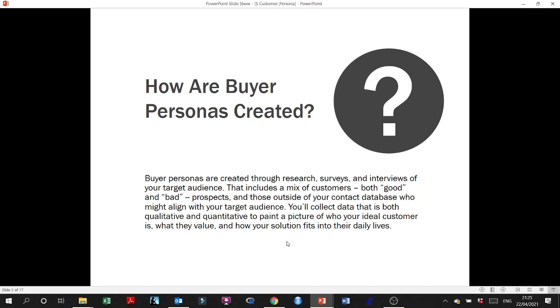You will collect data that is both qualitative, which is interview based, and quantitative, which is based on statistics from data analytics, to paint a picture of who your ideal customer is, what they value, and how your products or services can fit their daily lives. Basically, let's break this down.